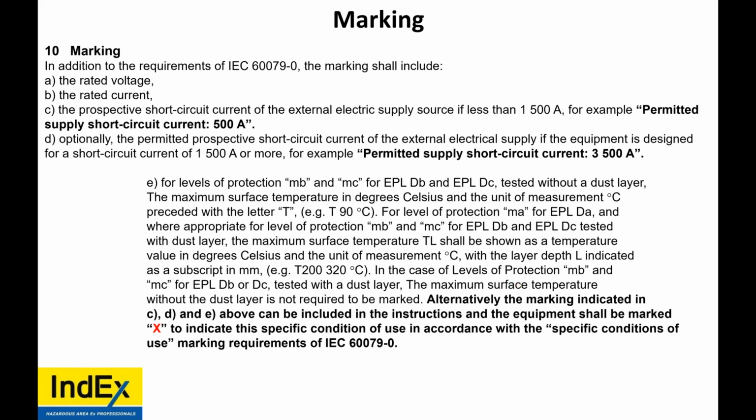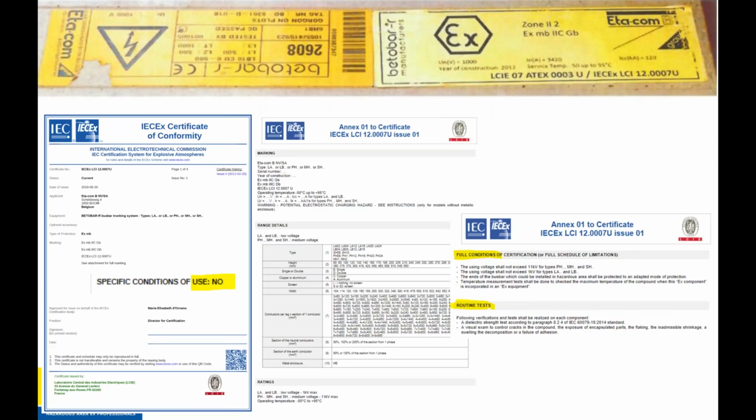You shall follow, well, let's look in a logical method. This bus duct, you go to the IECEx website and you get the certificate. Now, unfortunately, the certificate says there's no conditions of use. But when you go into the annex, well, it says full conditions of the certification.